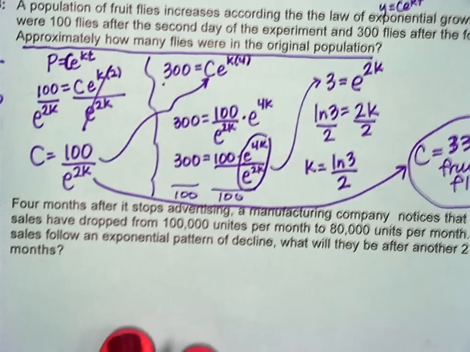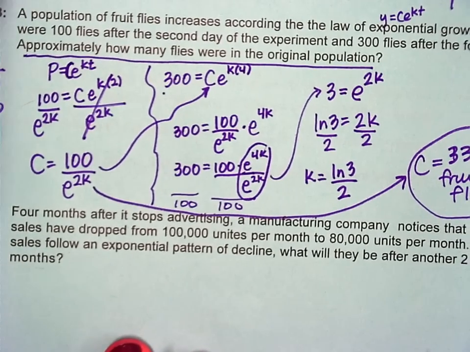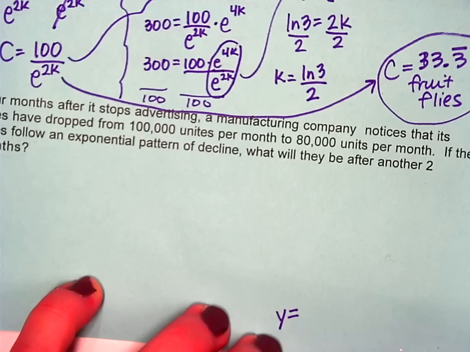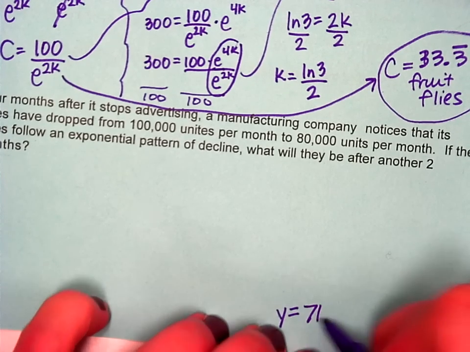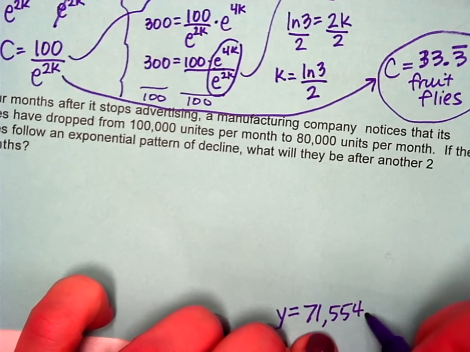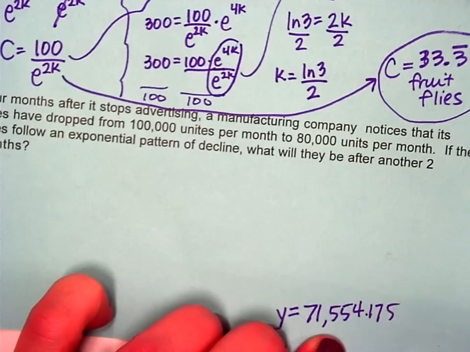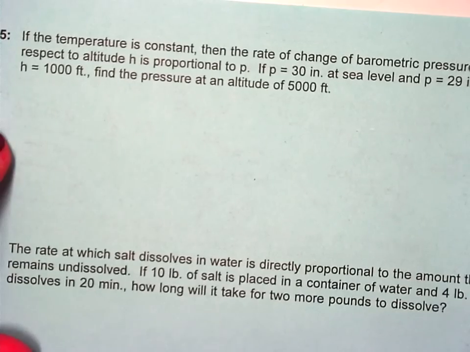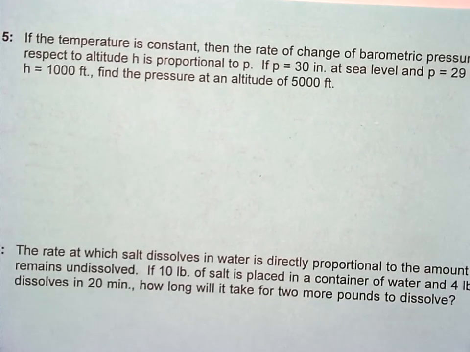Example 4 is actually going to be very much like 1 and 2. Okay, your answer for this one, just so that you have that to work towards, is y equals 71,554.175. And then your units on this one are going to be units per month. So see if you can get that. Okay, and then if we flip it over, example 5 I think is pretty similar to the other two. Yes, it's much like example 4.